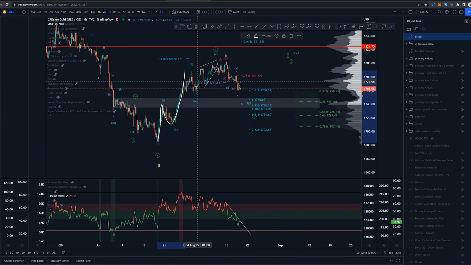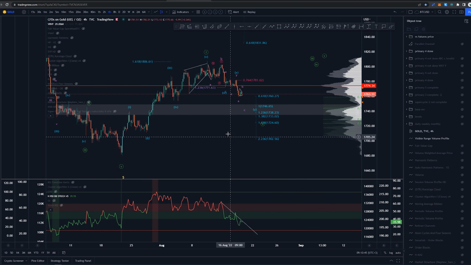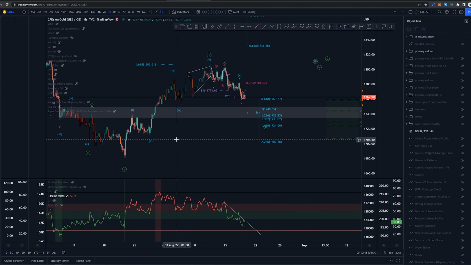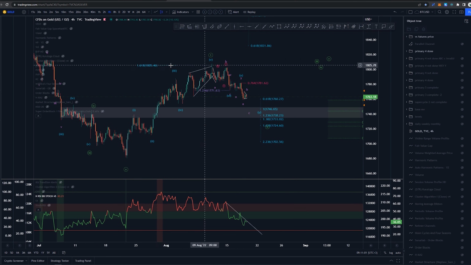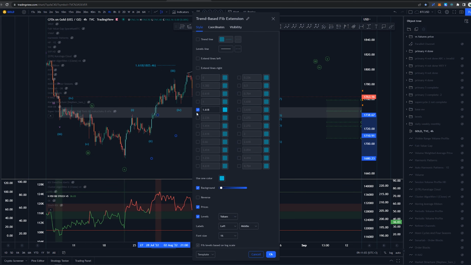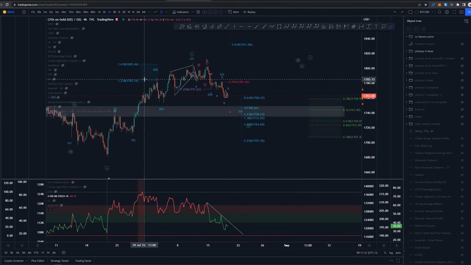However, it is looking kind of impulsive, although it does not reach all the targets we normally see for impulse wave structures. This wave 3 here is measured using the wave 1 as the reference, and we did not hit the 1.618, not even close to it. So let's see, where did we actually hit? Probably like 1.236. Yeah, that's close enough. But yeah, did not hit the 1.618.